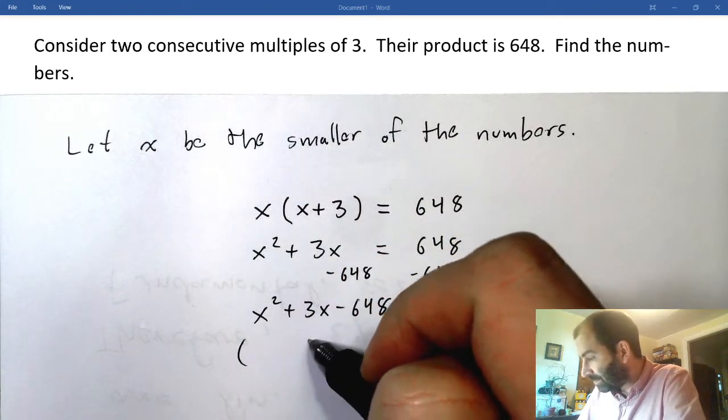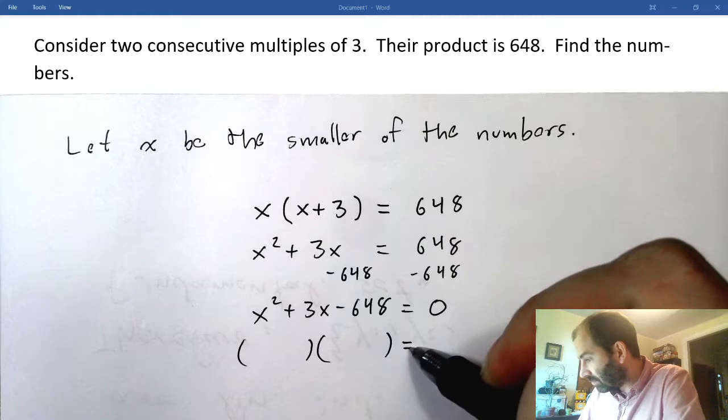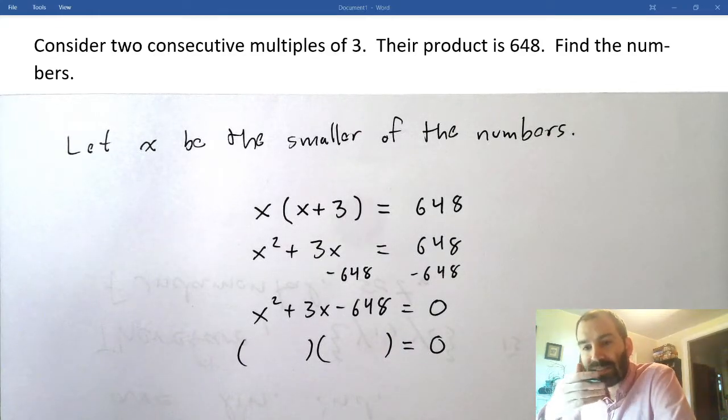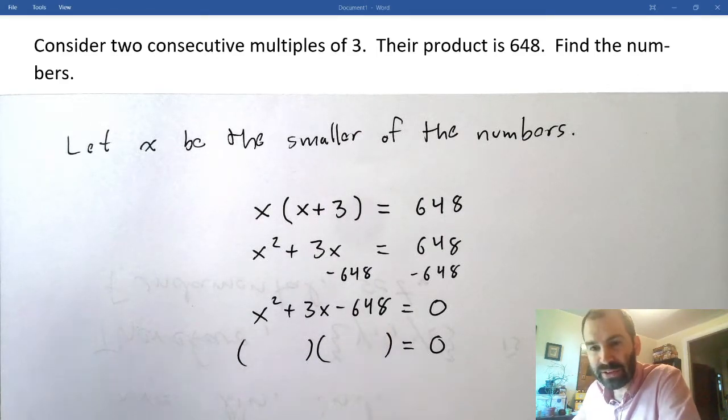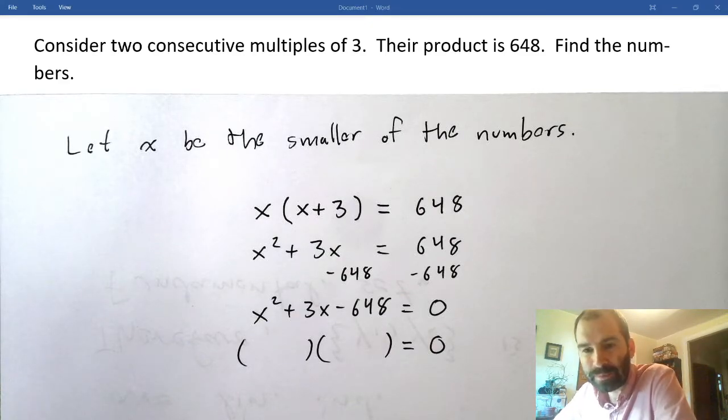Let's see if you can find the factorization. All right, so pause the video now. See if you can find the factorization. This one's got a lot of things to check because this number has a lot of factors, but see if you can do it. Okay, so pause the video.